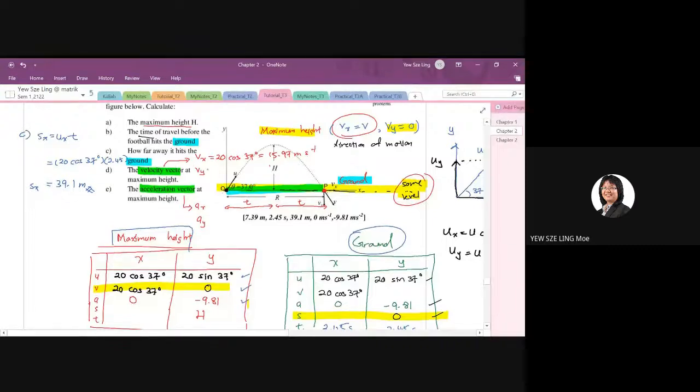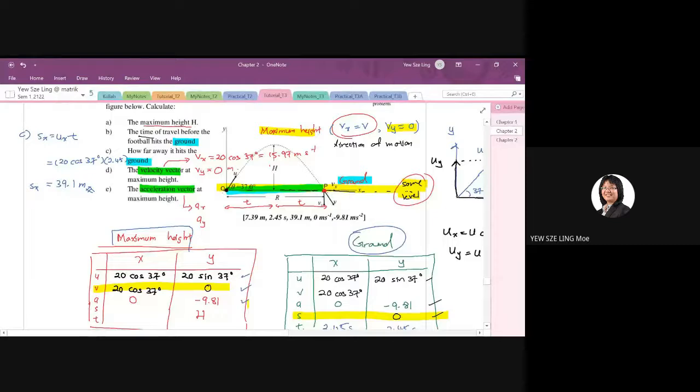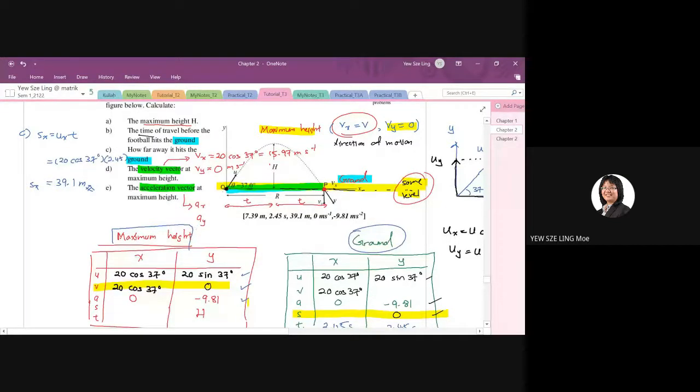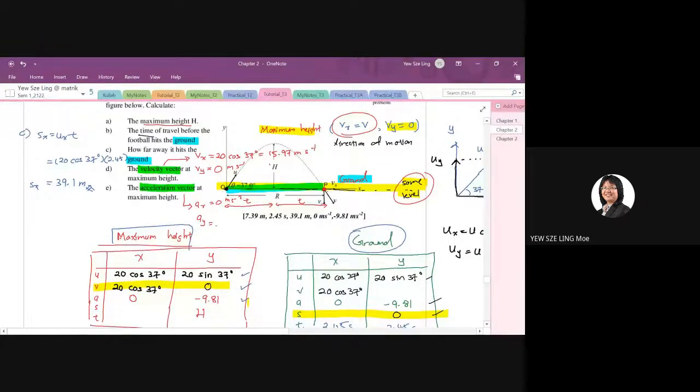And then Vy, like I showed you just now, is equal to 0. So straight away, you just write 0. Ax and Ay, you don't even have to calculate. We already filled it in the table so many times. So Ax is 0 ms^-2, Ay is negative 9.81 ms^-2. Done. That's it. So question D, actually, you know how to do it.